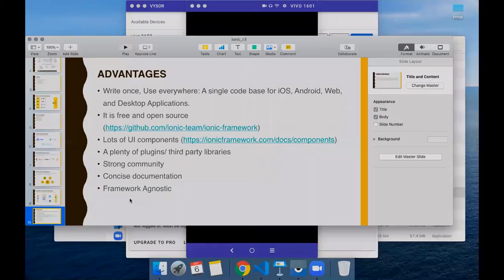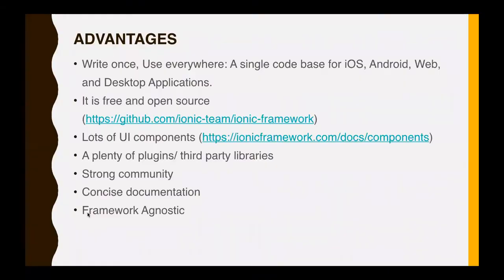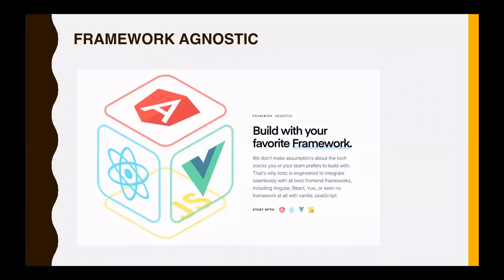So what is our next advantage? It is that the Ionic framework is framework agnostic. It is a big advantage of the Ionic framework. We can use Angular as a JavaScript framework, or we can use React, or Vue, or we can use no framework at all. We can use plain JavaScript. They have written here, build with your favorite framework.